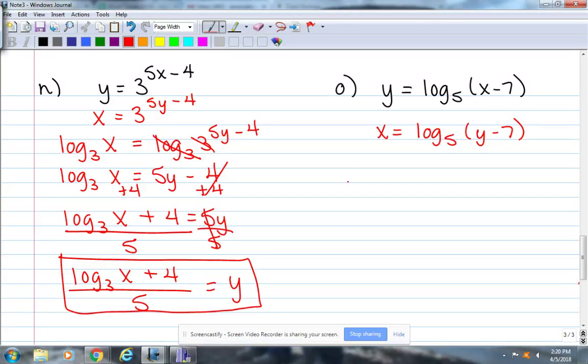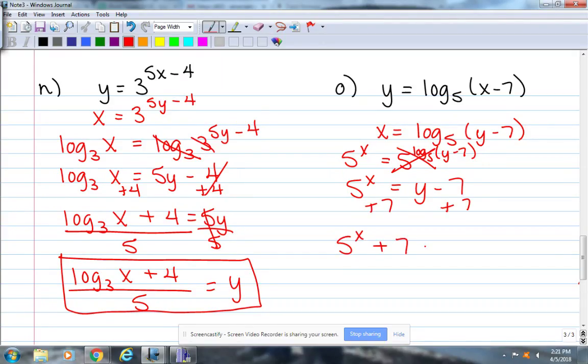So you're going to say 5 to the x power, because you got to raise both sides with the base of 5. What you do to one side, you got to do the other. So all of this is in the exponent. Y'all see that? Mine is just scrunched up really ugly. So the 5 and log base 5 cancel out. So it's 5 to the x equals y minus 7. And then you add 7 and you're done. So the answer is 5 to the x power plus 7 equals y.